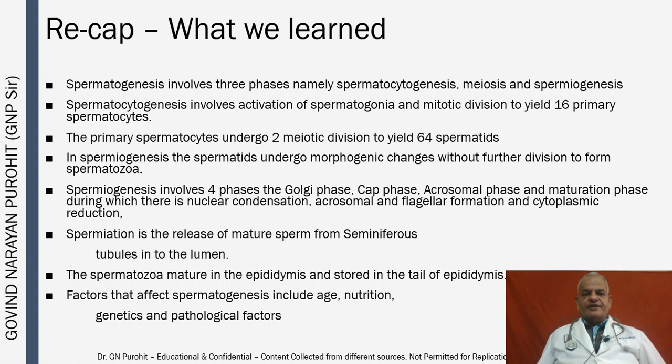Spermatocytogenesis involves activation of spermatogonia and mitotic division to yield 16 spermatocytes. The primary spermatocytes undergo two meiotic divisions to yield 64 spermatids. In spermiogenesis, the spermatids undergo morphogenic changes without further division to form the spermatozoa. Spermiogenesis involves four phases: the Golgi phase, cap phase, acrosomal phase, and maturation phase, during which there is nuclear condensation, acrosomal and flagellar formation, and cytoplasmic reduction. Spermiation is the release of mature sperm from seminiferous tubules into the lumen. The spermatozoa mature in the epididymis and are stored in the tail of the epididymis. Factors that affect spermatogenesis include age, nutrition, genetics, and pathological factors.